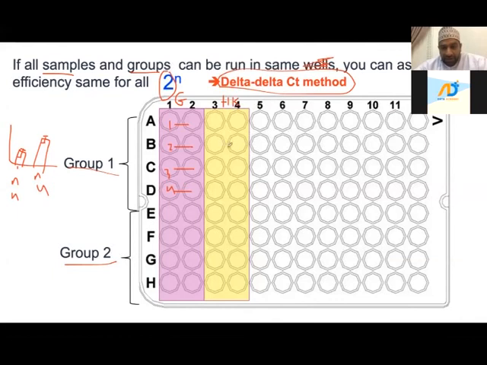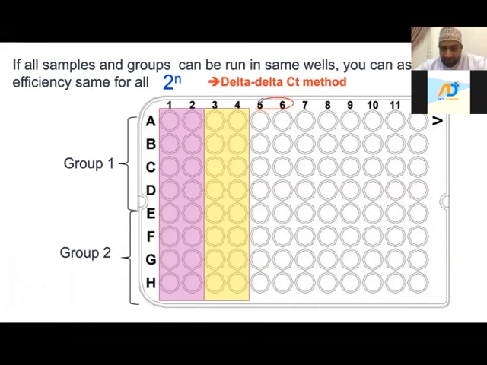Now, in this example, I still have space. So if I look at this plate, I still can run more genes here. I can run another gene number 2. I can run another gene number 3, gene number 4, and gene number 5. If you have like 8 samples here, because you have 4 for group 1, 4 for group 2, you need to run the housekeeping gene once in one plate. So you can still run the delta-delta-CT method.